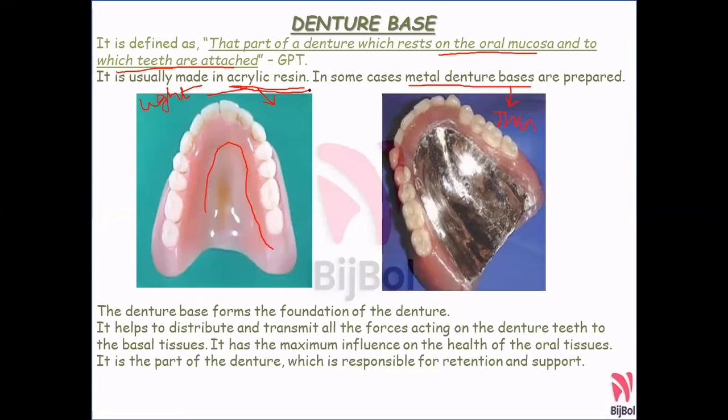Okay. Now, coming to disadvantages of metal denture bases, the primary disadvantage would be... anyone? Disadvantages of metal denture bases? Relining and rebasing would be difficult. Aesthetics, good. Relining and rebasing is difficult, good. Next, weight. Any more?